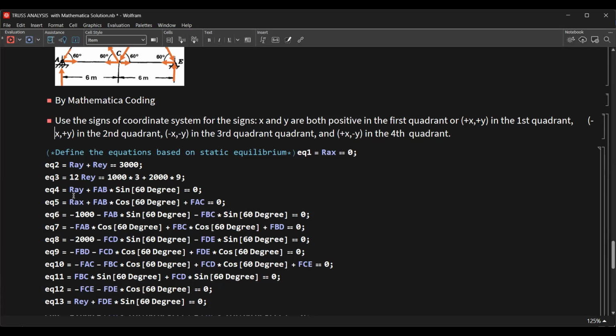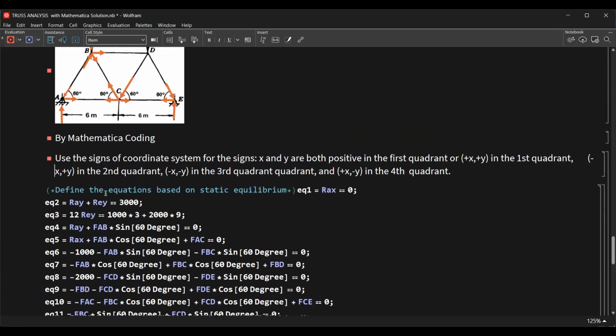Then we have equation 4, the sum of the forces in Y: the reacting force at point A, plus the Y component of the force AB, plus the Y component of the reacting force at A, is equal to 0. We assume the force AB here is positive, so AB times sine 60 degrees, equal to 0.